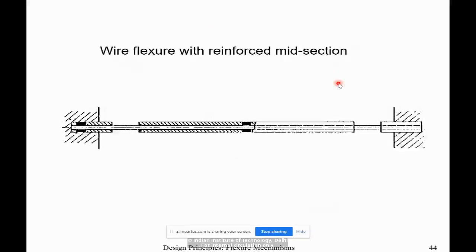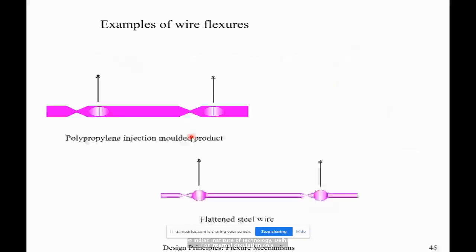Another way is you can just take a pin and put a sleeve for reinforcement. You can do it on either end, and the middle section you can simply fix, and that will also act as a reinforcement.